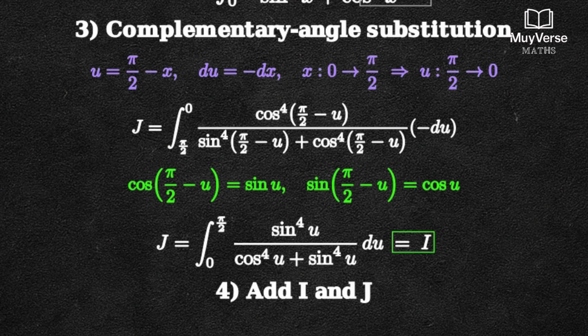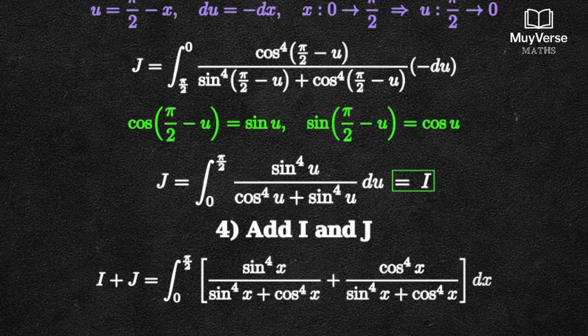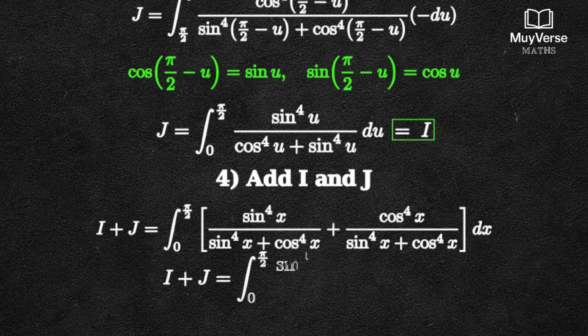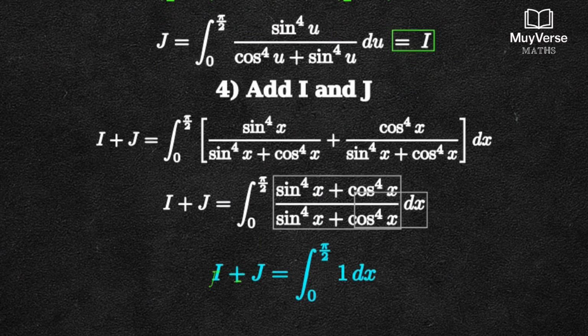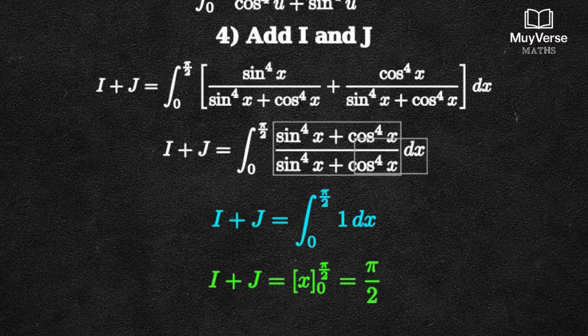Step 4. Add the two integrals. I plus J equals the integral from 0 to pi over 2 of sine to the fourth of x over the common denominator plus cosine to the fourth of x over the same denominator. Combine the fractions. The numerator becomes sine to the fourth of x plus cosine to the fourth of x over the same denominator. That simplifies to 1. Therefore, the integral of 1 from 0 to pi over 2 equals pi over 2.